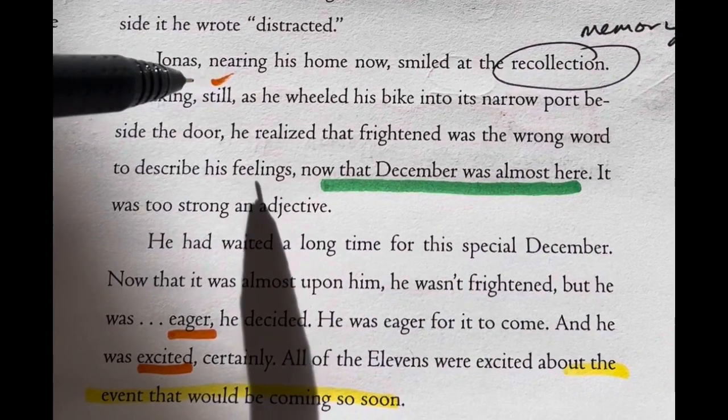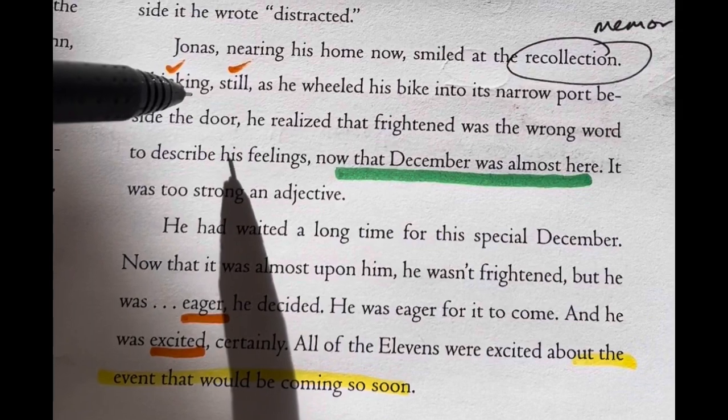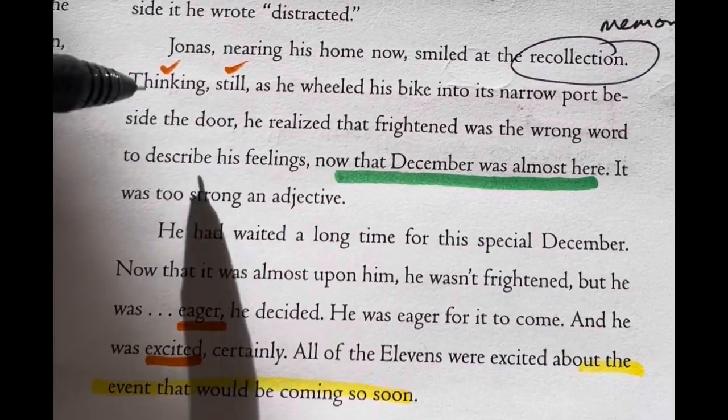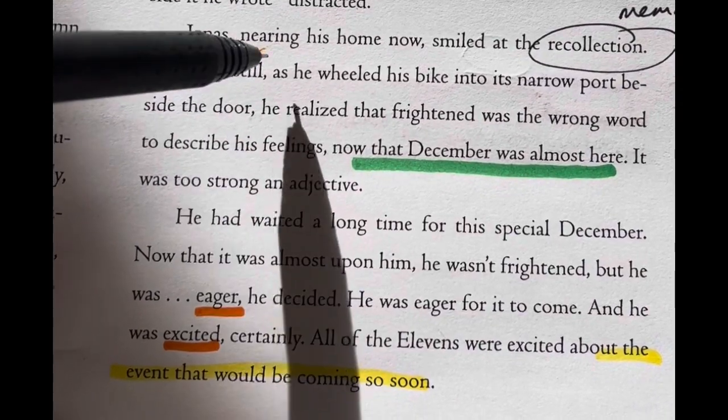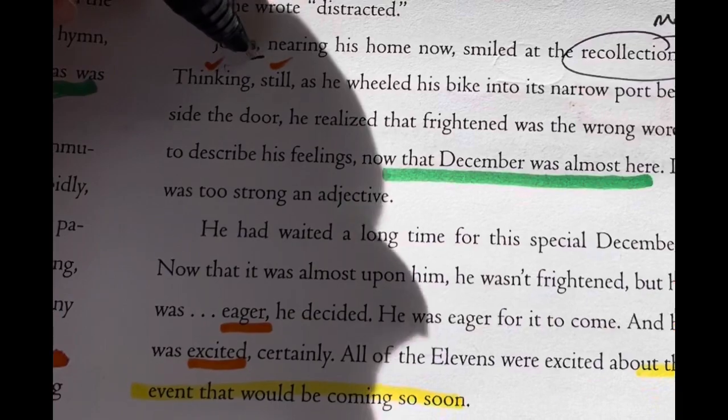I did the little check marks. Sometimes I do that when I find there's certain adjectives or adverbs or certain words that are really meaningful and help me to understand a character, understand a setting or whatever. I just use a little check mark. So I did an orange check mark because this is a character detail about Jonas.